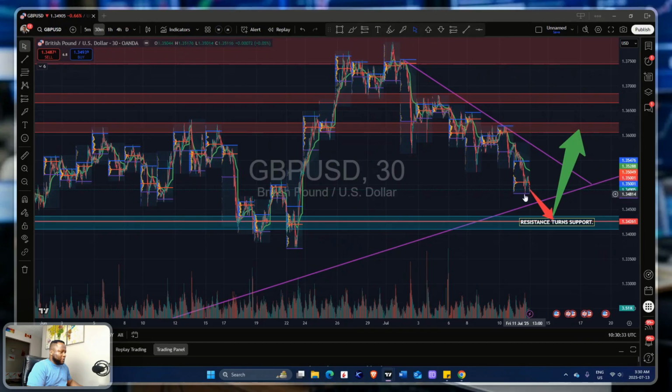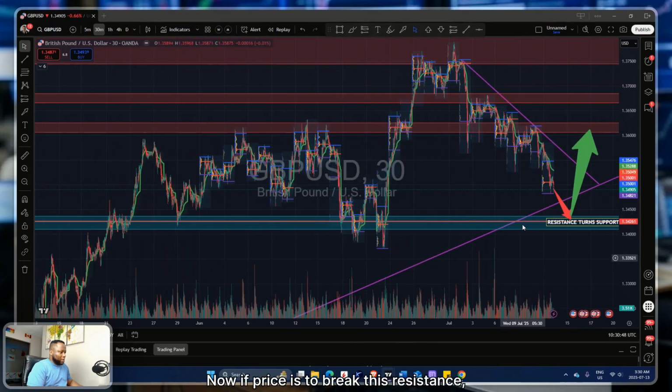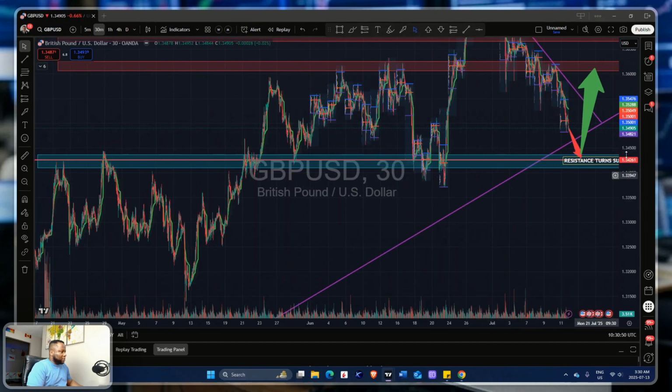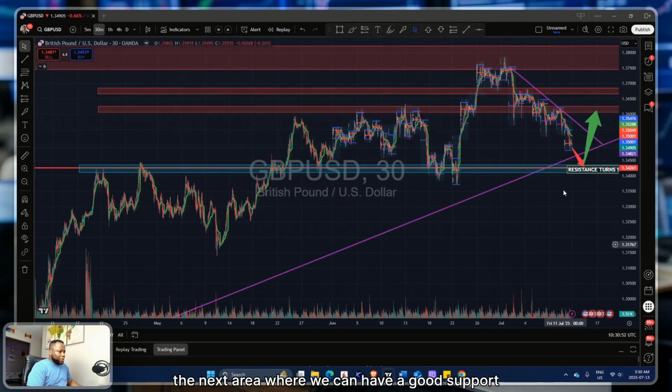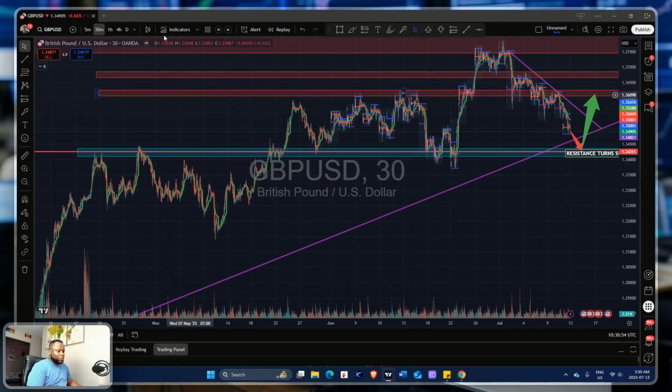You can play this two ways. If price is to drop here, you can take it long to the first resistance or supply zone. Or if price is to leave here and go up instead, then you're thinking about shorting at 136.07, give or take. Now, if price is to break this resistance, the next area where we can have a good support will be down here at the support level.